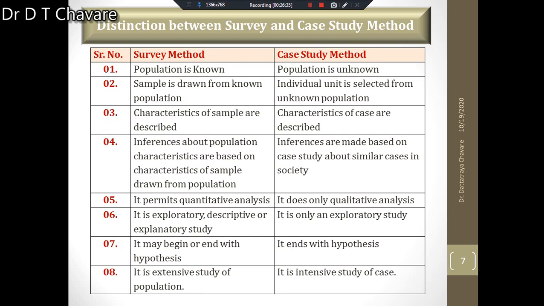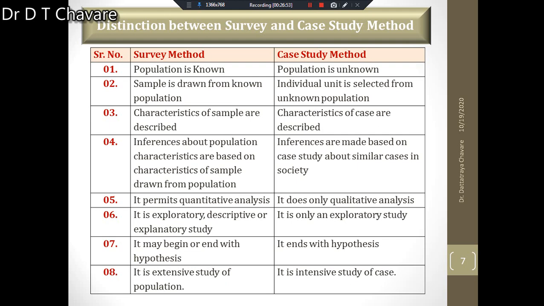First difference we can understand, that is in case of survey method, population is known. It means that there is a known population in survey method. But in case of case study method, population is unknown. Okay, this is the first difference.